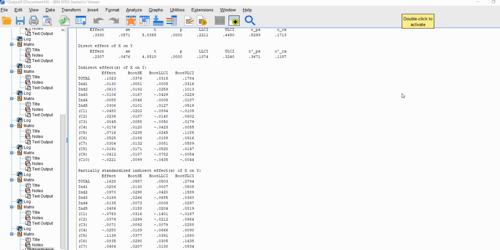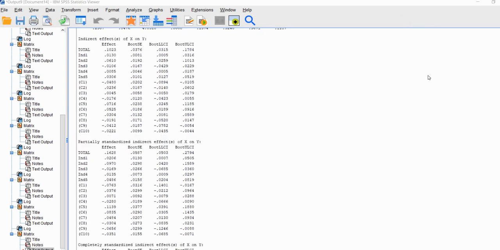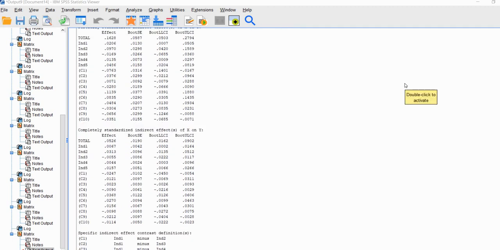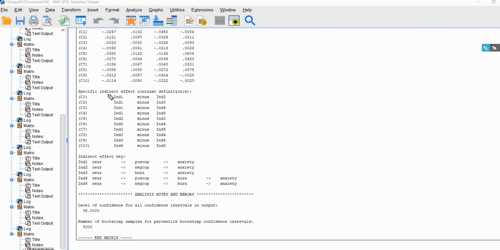The other thing that we had requested were those pairwise contrasts, and so if you scroll down a little bit further, you'll notice that our indirect effect table now has these C1 all the way down to C10 right here. And these are essentially reflecting contrasts of specific indirect effects that we had computed up here. So if we wanted to compare specific indirect effects within our model, we could do that through those tests. And if you scroll all the way down to the bottom, you'll notice that we have specific indirect effects contrast definition. So you'll see that C1 is computed by taking IND1 and subtracting IND2. C2 is computed by taking IND1 and subtracting IND3. So you can see we have pairwise differences that are being computed.